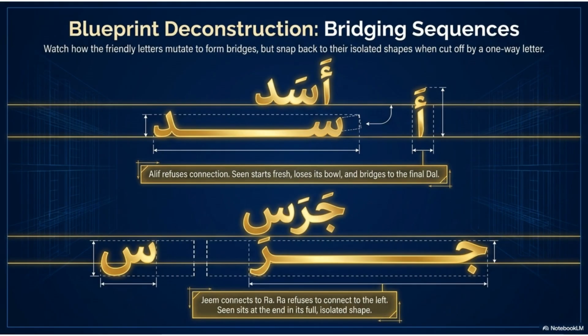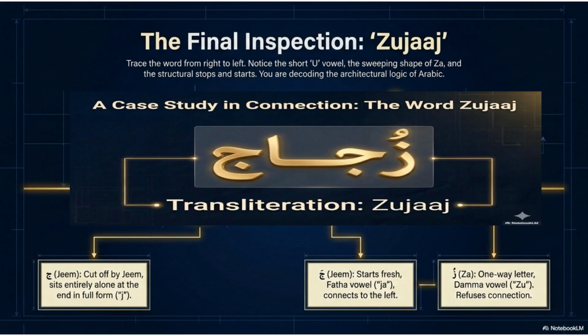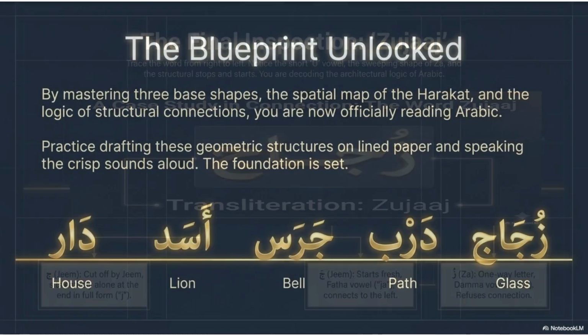Here we have the words asad and jaras. Watch how the friendly letters adapt to form bridges in a sequence, but if they are cut off by a one-way letter, they immediately bring back their sweeping bowls, returning to their full, isolated shapes. Let's trace through our final word, zujaj, from right to left. You can see perfectly how the rules we just learned come to life, with each letter deciding to connect or stay isolated based on whether it is a one-way or friendly letter.